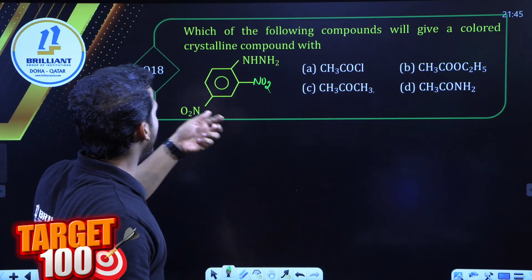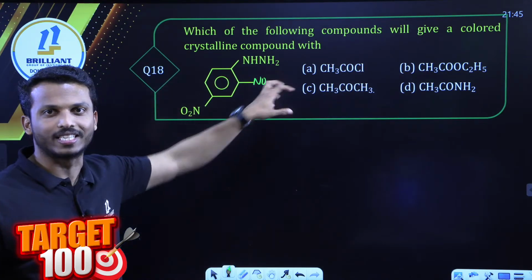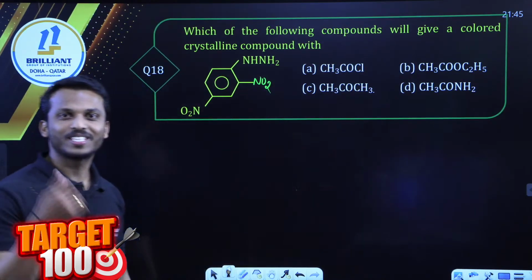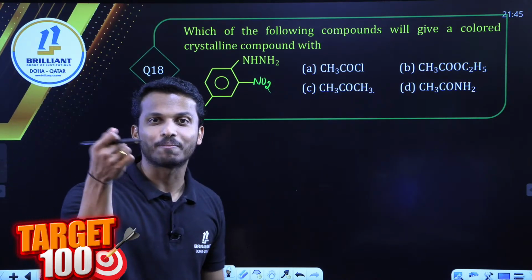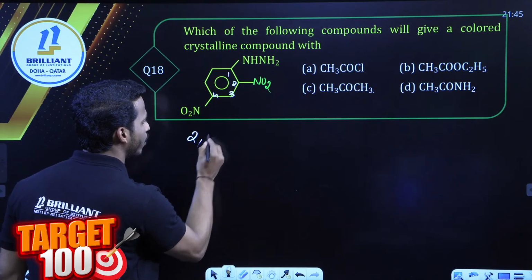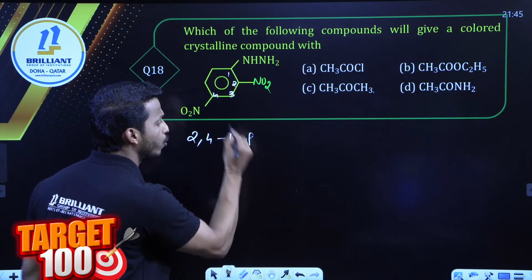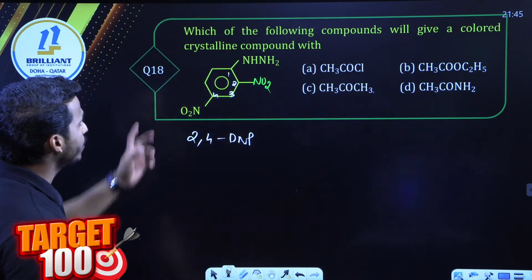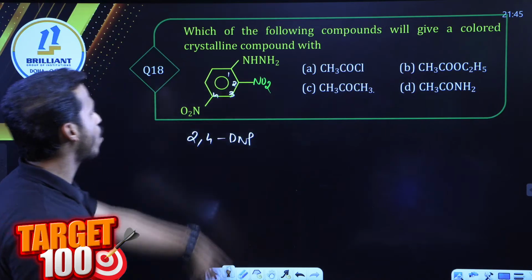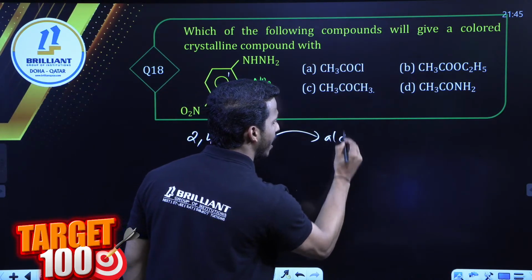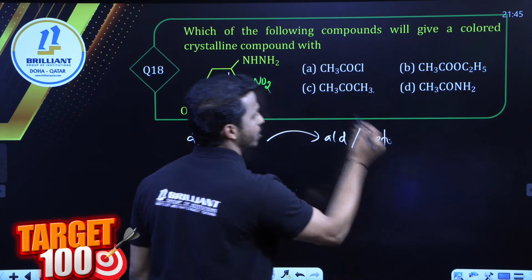Next one. Which of the following compounds will give a colored crystalline compound with this? What is this compound, dear all? 2,4-DNP. This is our 2,4-dinitrophenylhydrazine. Which of the following compounds will give a colored crystalline compound? Dear all, the 2,4-DNP test is given by aldehydes and ketones.